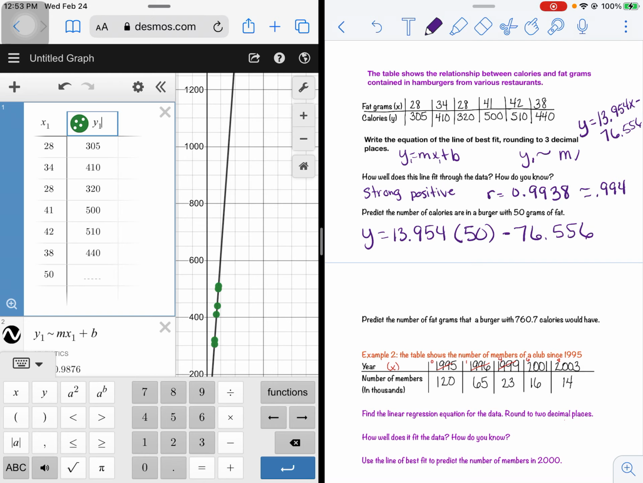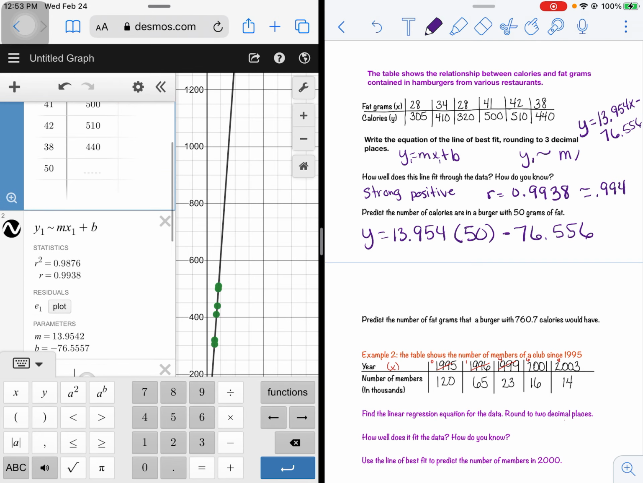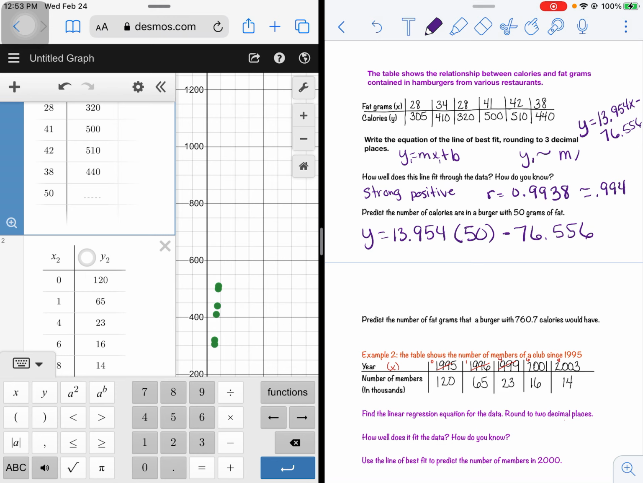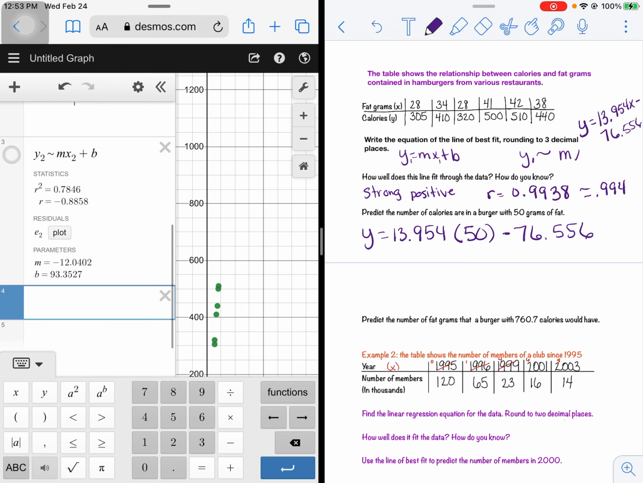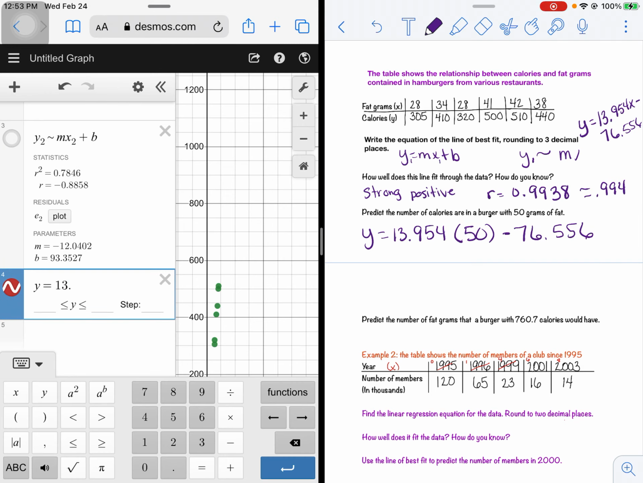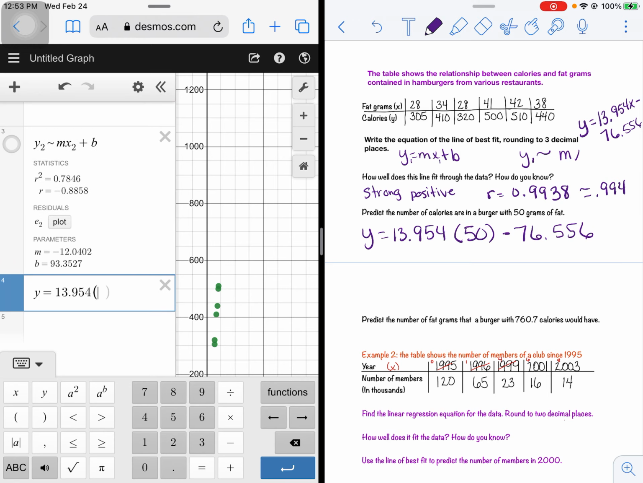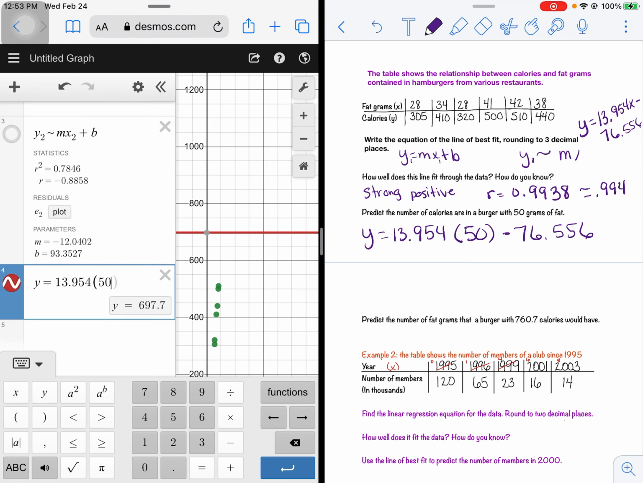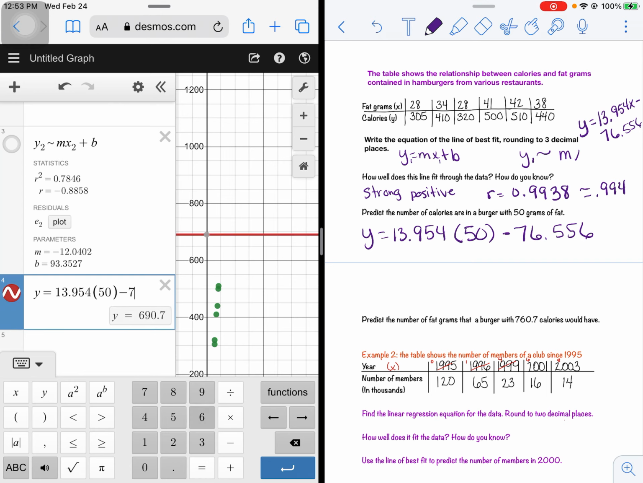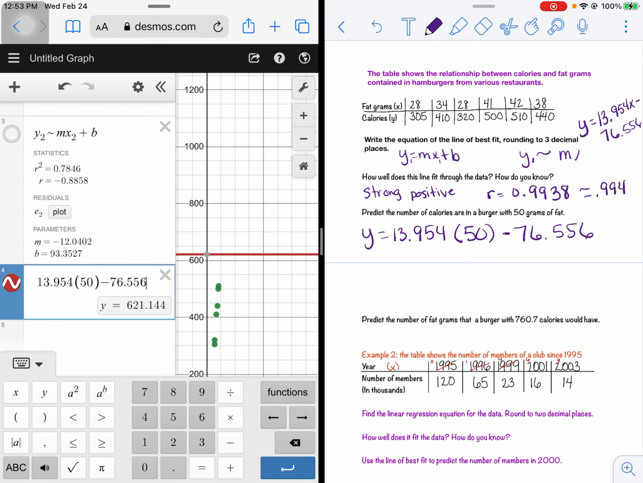Now, you could just plug this in a calculator or on another line. So let me delete this one and we'll go to another line and just put in y equals, and we're going to put in our number 13.954, use our parentheses, and we're putting in 50, close our parentheses, minus 76.556, and it tells us that would have 621 calories and a little extra. So about 621 calories.